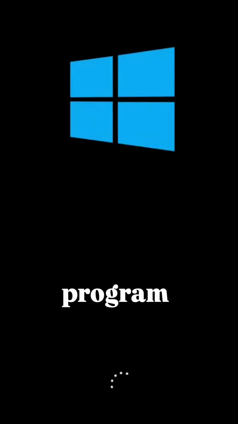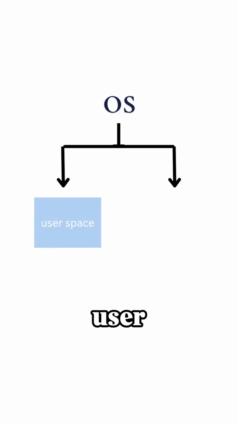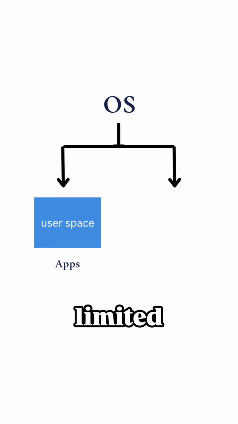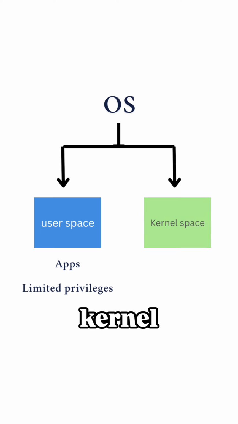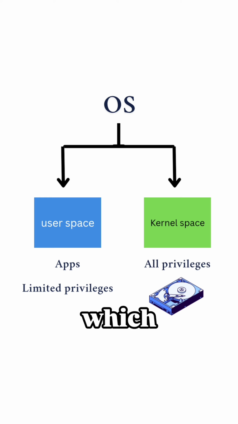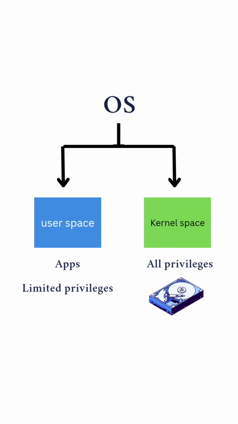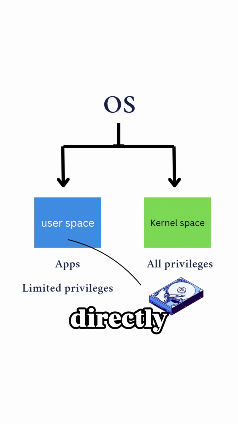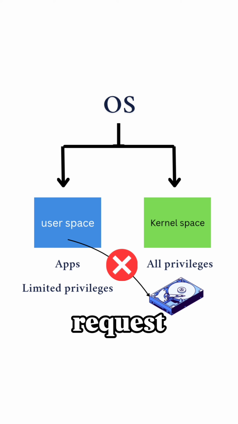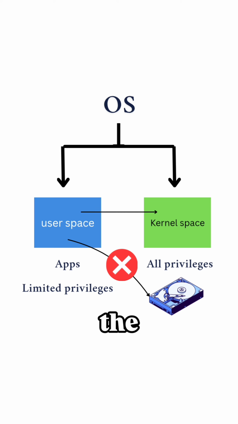The kernel is the first program that loads after booting. Before understanding how the kernel works, you need to know that the OS is divided into two spaces. One is user space, where all the apps reside and run, which has limited privileges. The other is kernel space, a privileged area where the kernel executes, which has full access to the hardware. Programs in user space cannot directly touch the hardware, so they make requests to the kernel space via system calls, for example for opening a file.